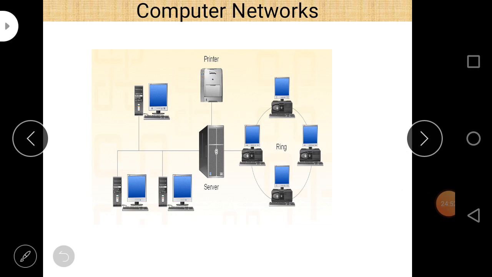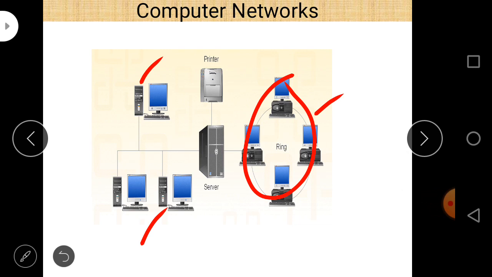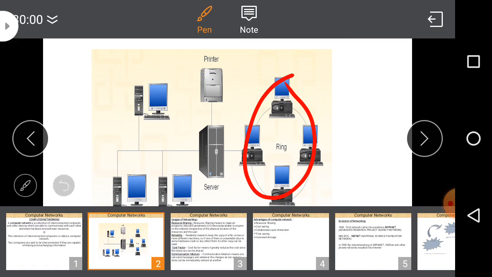In this we can easily see that these are four computers, and this is another computer, and these two computers are also interconnected to each other. All these computers are connected to a server, and there is a printer also. Printer is also connected to a server. So that is an example of a computer network.